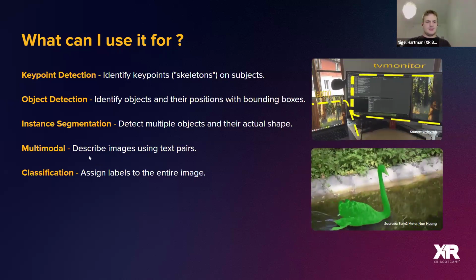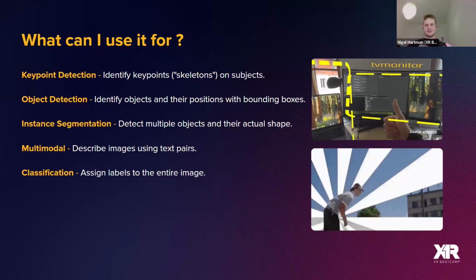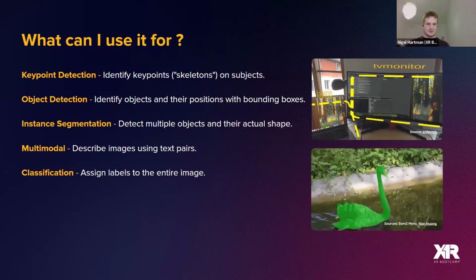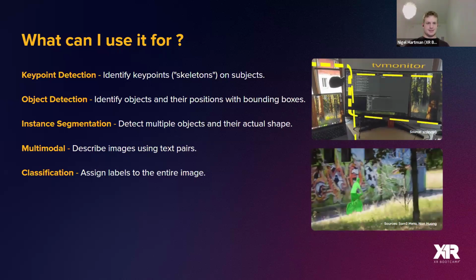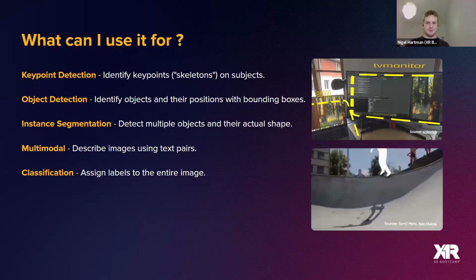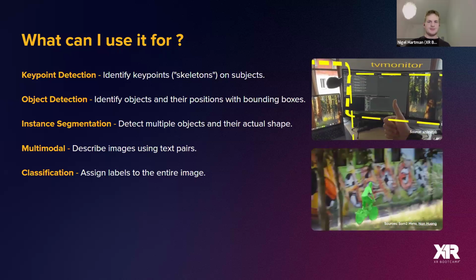It has multimodal capabilities. You can put images and text in there, for example, questions, and ask questions about the text. And also classical classification, like just labeling an image to one or two classes or multiple classes, just for a topic, for example.